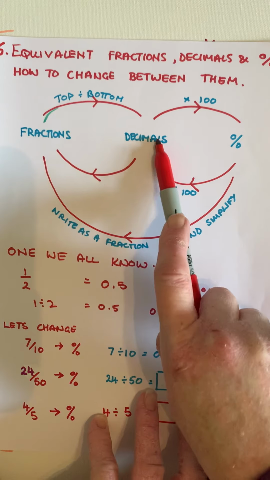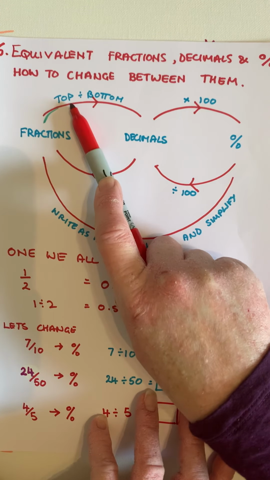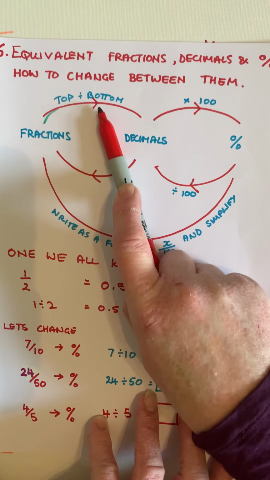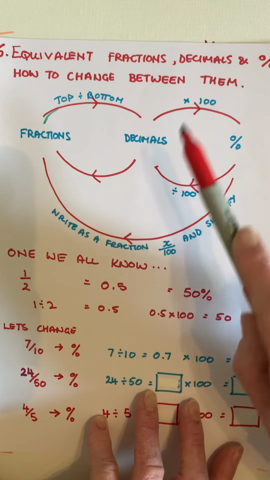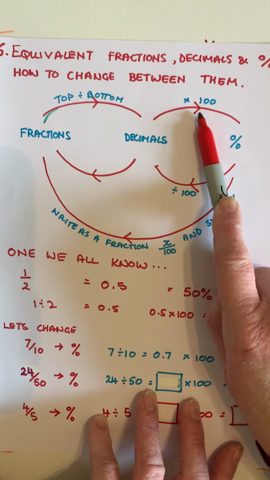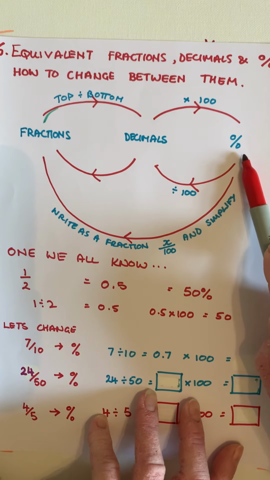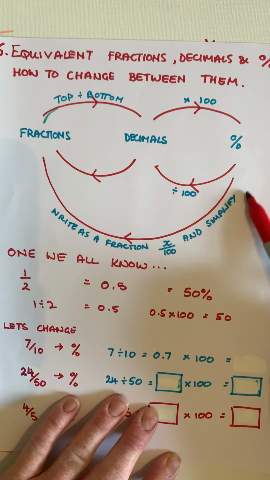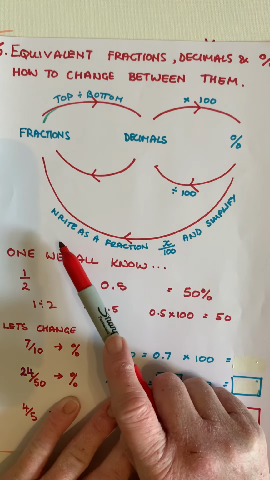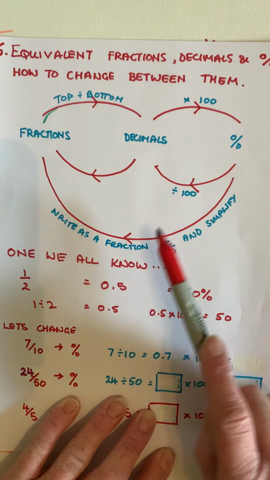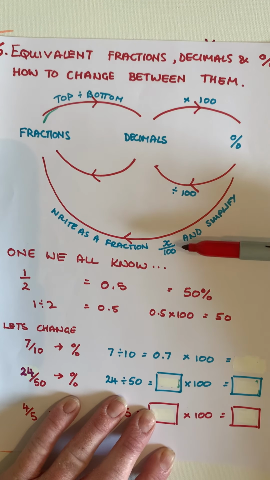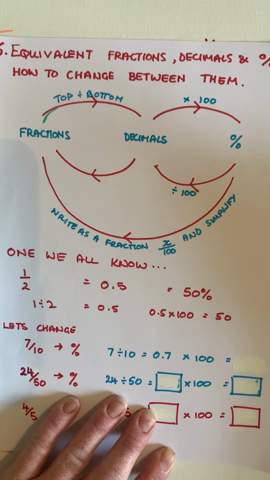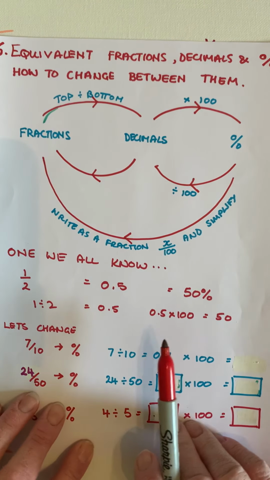To change a fraction to a decimal, we take the top number of the fraction and divide it by the bottom. So that's numerator divided by denominator, if you use those terms. To get from a decimal to a percentage, we multiply by 100. To get from a percentage to a decimal, we divide by 100. And then finally, to get from a percentage back to a fraction, we write our percentage as a fraction because a percentage is measured out of 100. So whatever our percentage is, say it was 14, it would be 14 out of 100. 27%, 27 out of 100. And then you would simplify the fraction.